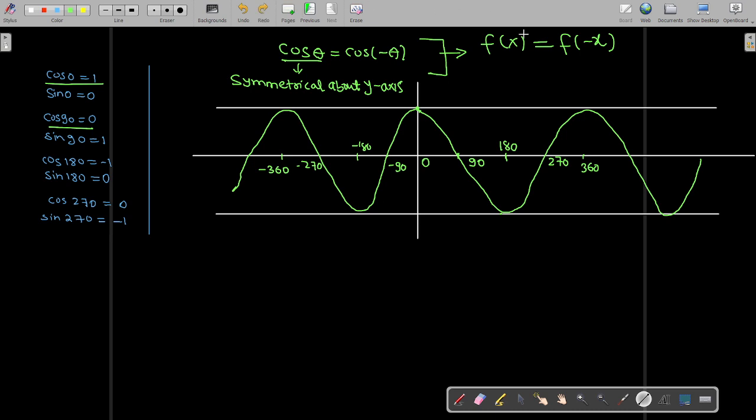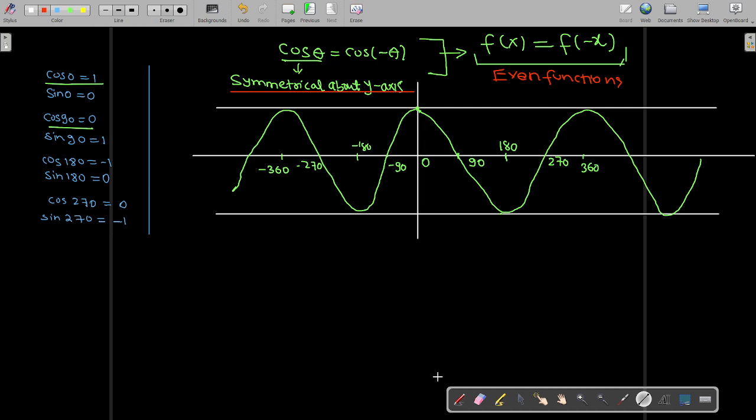You told it to me. Wait one second, I'm trying to remember. Even function. Even functions are symmetrical about the y-axis.